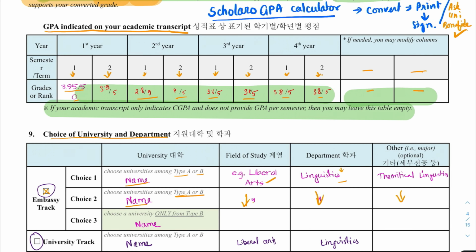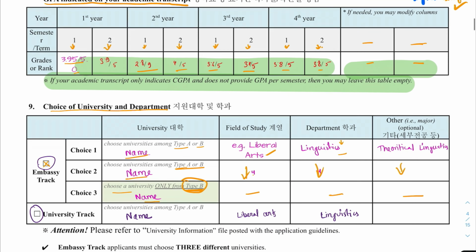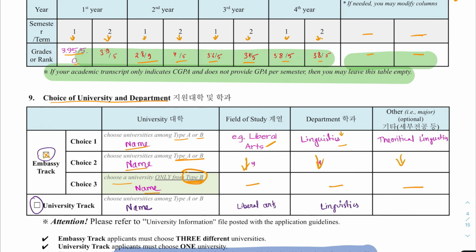And then you have to mention the third also, only from the B type university. So one university you have to select from the B category: the name, the subject, and then the department and the major. Or if you want to go by the university track, then you have to mention the name of the university. Type A or type B is fine. Then liberal arts I want to study, and the linguistics department, and the major. Another major I want to study, suppose English.